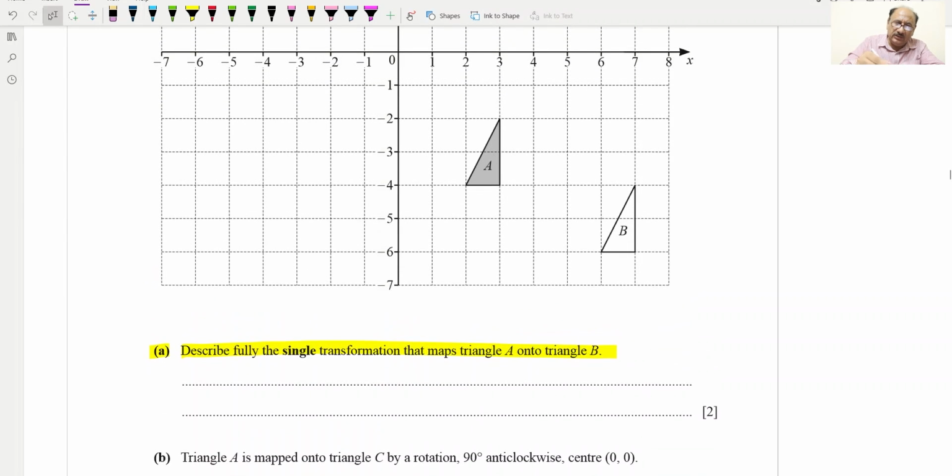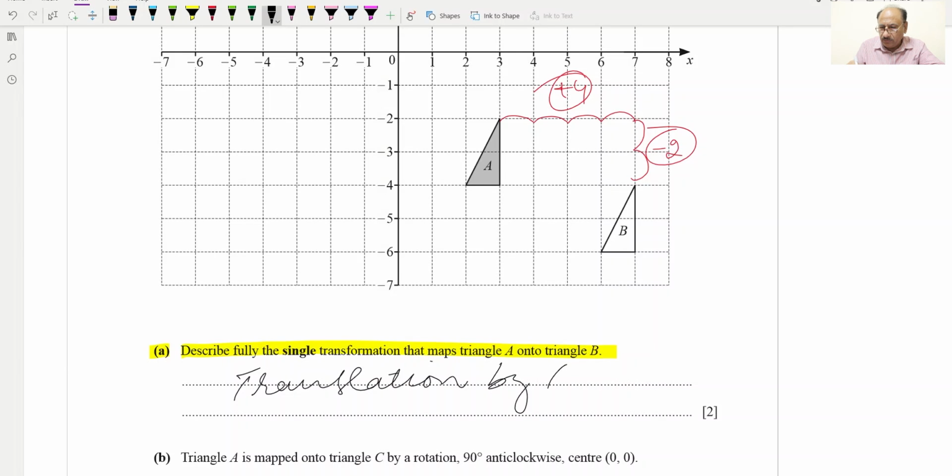A onto B, if we check, this corner is moving 1 2 3 4 units right, which is plus 4, and 1 and 2 units down, so minus 2. So this will be the translation by 4 and minus 2. So we can write here translation by vector. We can write in this format. It should be plus 4 and minus 2. Explanation also I have done. This was a 2 marks question.